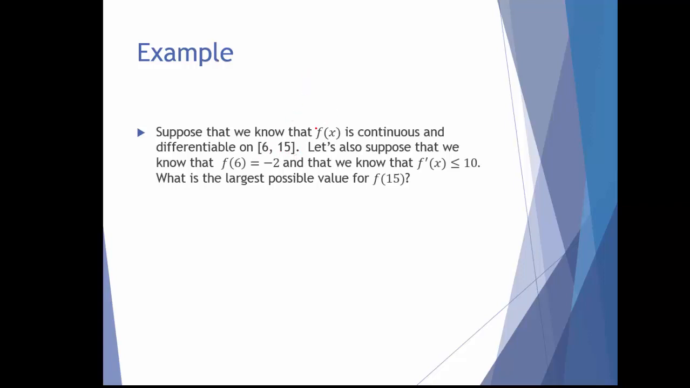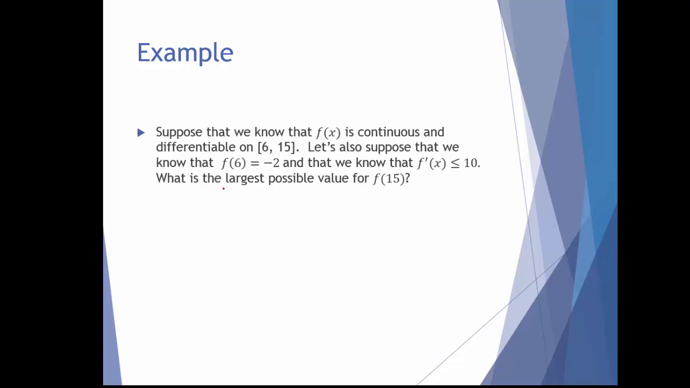So we know that the interval that we're working with, we have a left endpoint of 6 and a right endpoint of 15. We happen to know f of 6 in this particular problem, and we've got an upper bound for the derivative of f at x. We know it can't possibly get any larger than 10, at most 10. And we're trying to find out some information about the function's value at 15.